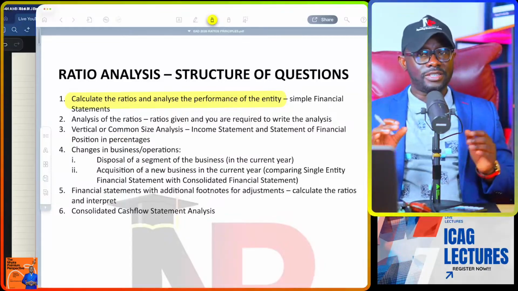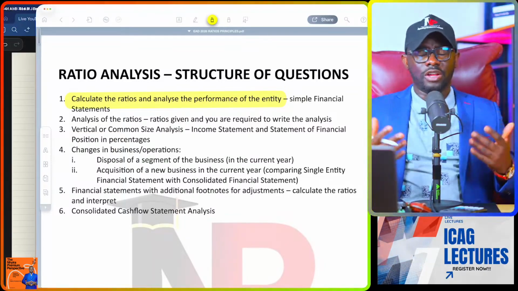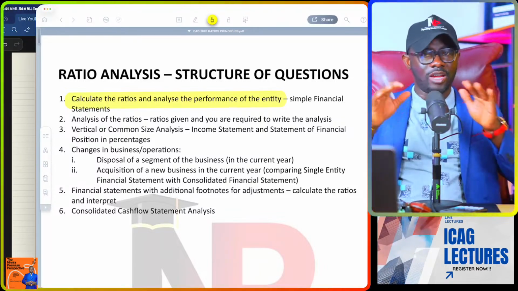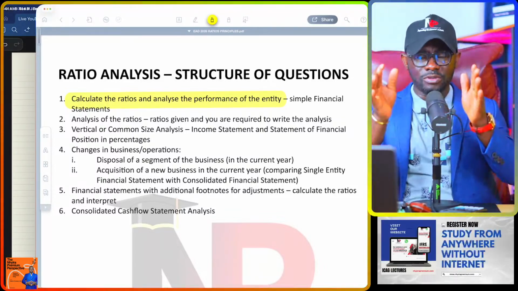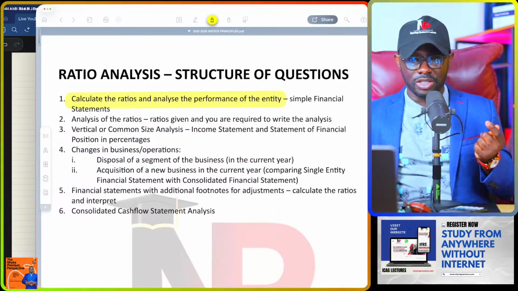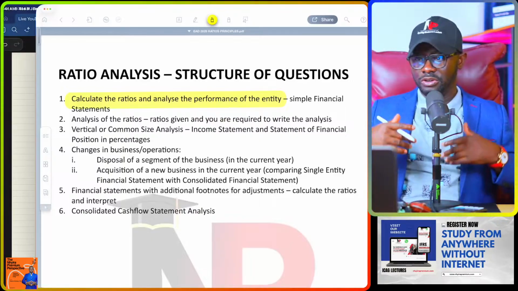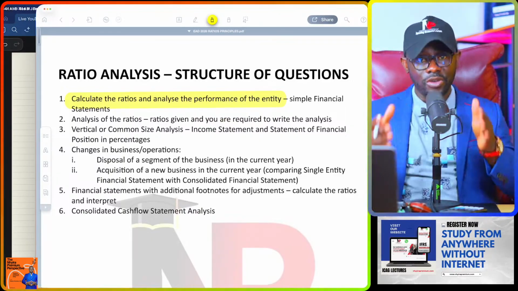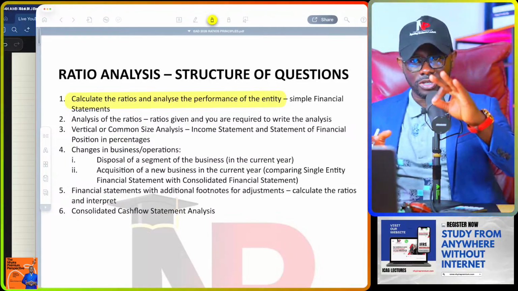This styling of question is the easiest. You are not going to be doing anything. You are just presented with financial statements. There are no nuances there. Just a simple financial statement, and you calculate some ratios: profitability ratios, liquidity ratios, efficiency ratios, and probably some investors ratios. Then you interpret. That's the first styling of question.